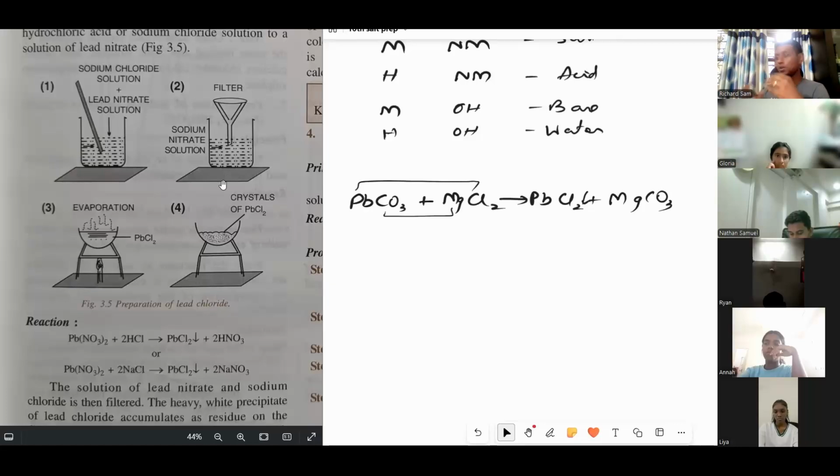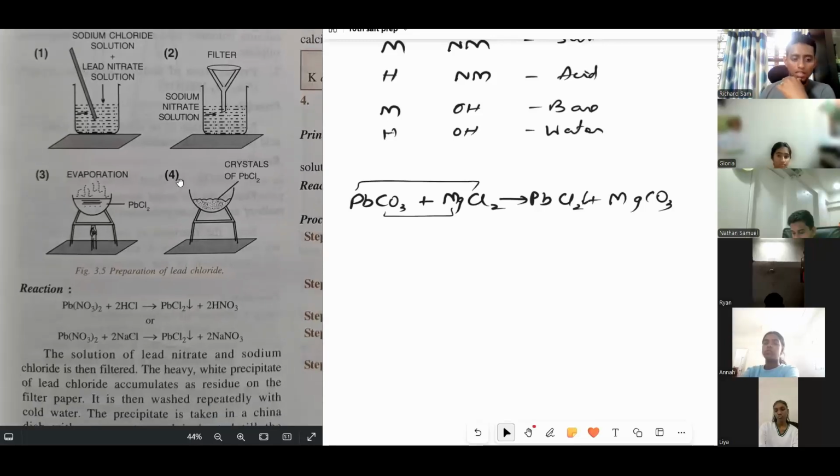Now that precipitate, you have to make it hydrated. How do you make it hydrated? Add some water, heat it in the water. Keep mixing it until everything dissolves. Once everything is dissolved, keep heating it, and when you heat, the water will evaporate, and then the remaining, you will get the crystals. Okay, crystals of lead chloride.